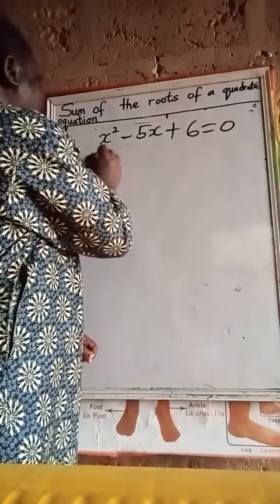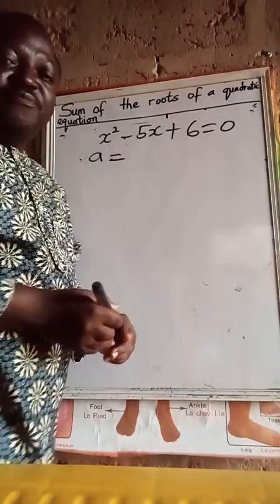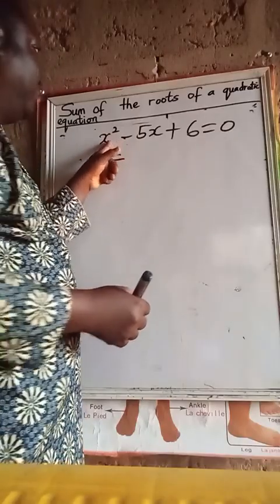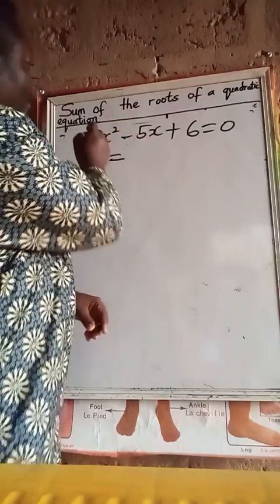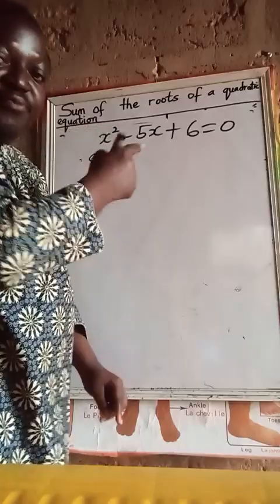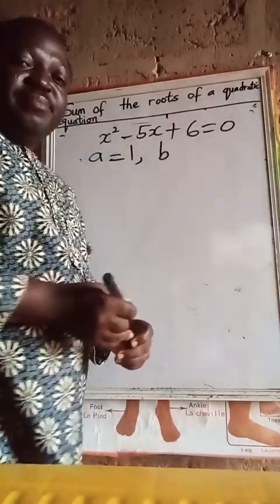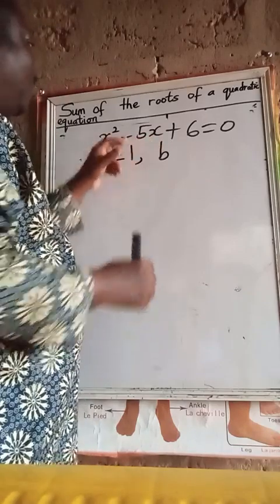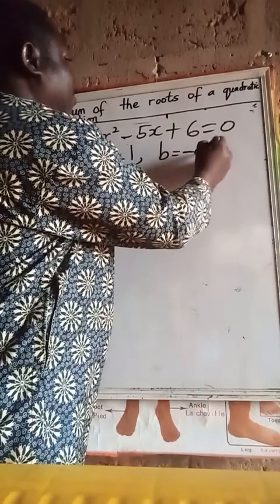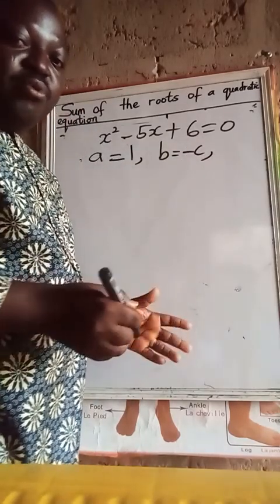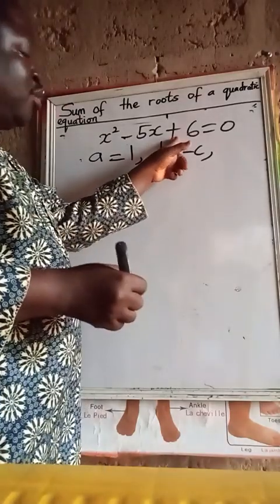Now, a represents the coefficient of x squared here, the coefficient of the term with power of 2. And what is the coefficient? It is 1. So the coefficient here is 1, even though it is not written. A is equal to 1. Then what about b? B is the coefficient of x, and that is equal to minus 5. While c is the constant, that is the number without letter, and that is plus 6.